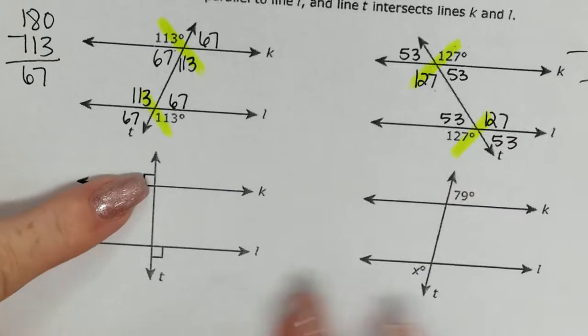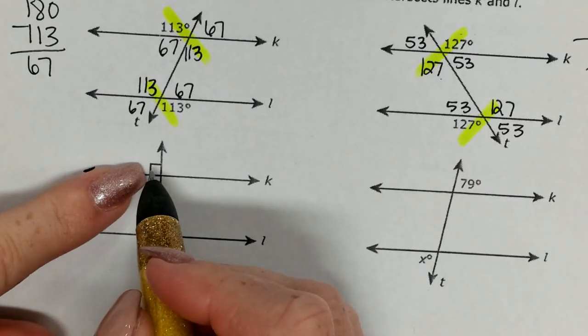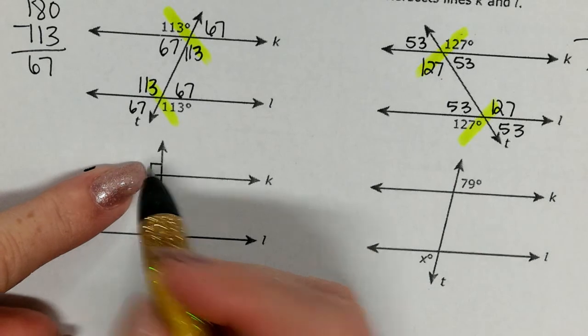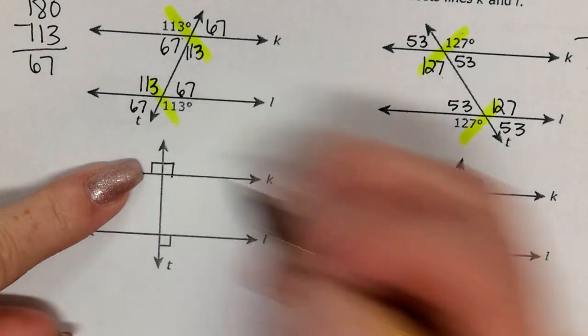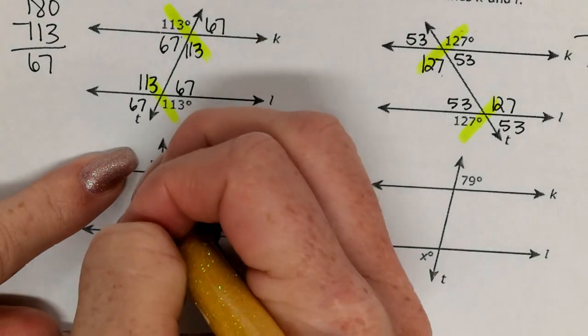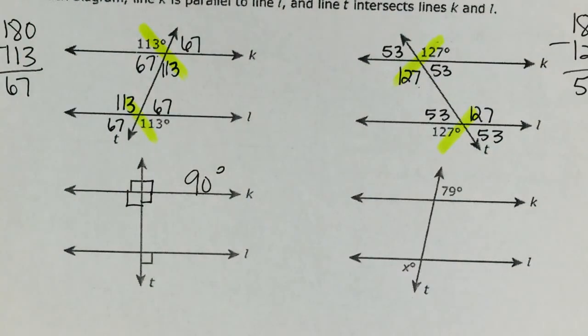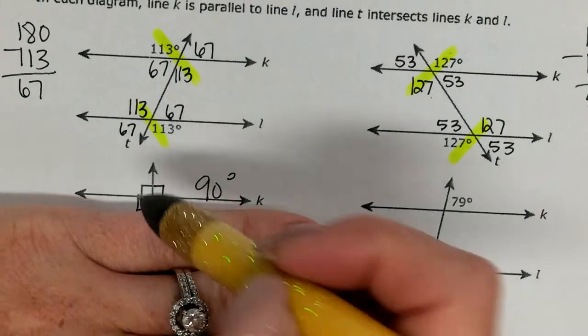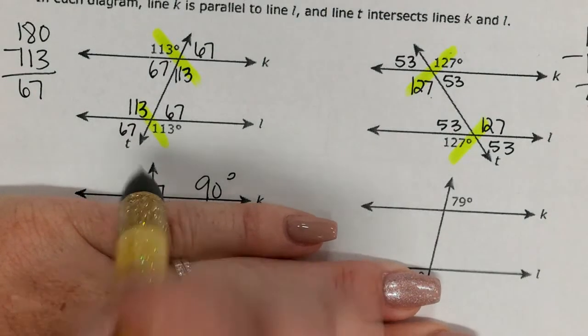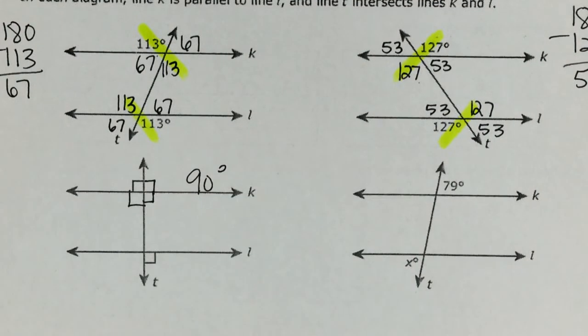All right, what about this? What is this thing? That's a right angle. That means this is also a right angle. This is also a right angle. This is also a right angle. So they're all 90 degrees. Is 90 plus 90 180? Yes. So we know that 90 plus 90 is 180 because all straight lines have to add up to what? 180.